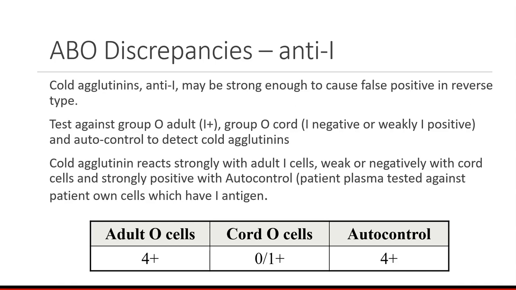So here's what you will see. You have 3 tubes set up. In the first one, after incubation at 4 degrees, you'll see the adult cells are 4 plus. The cord cells are either negative or weakly reactive, maybe 1 plus, and the autocontrol is 4 plus. This is a way to prove or confirm that the patient has an anti-big I or cold autoagglutinin.